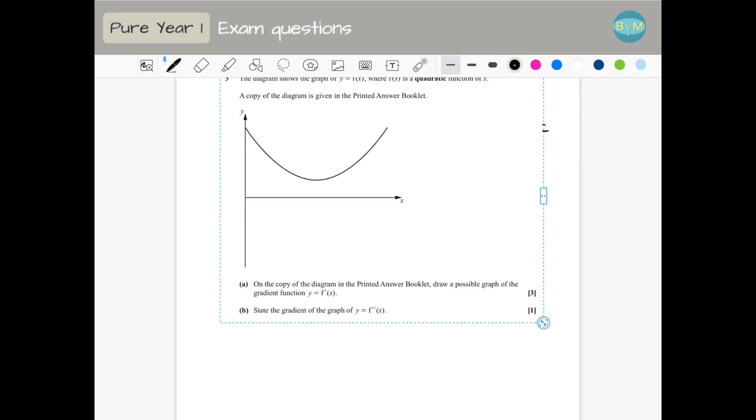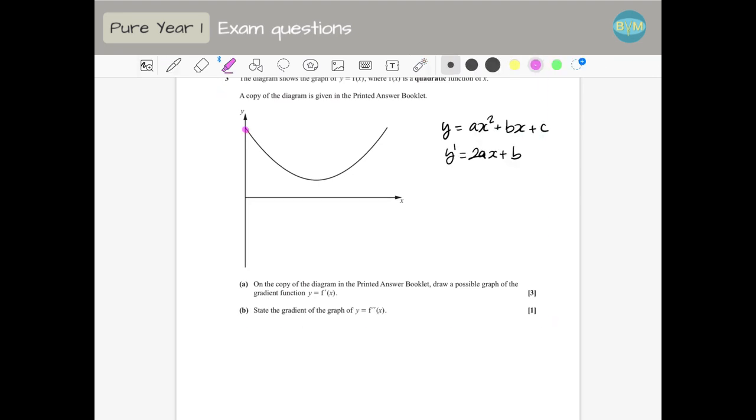So the function is decreasing here. In this bit it is decreasing. That means the derivative is going to be negative, so it's going to be below the x-axis. So I have something like this. And then for the rest, I'm going to have a positive derivative because the function is increasing. So this is going to be your derivative function.